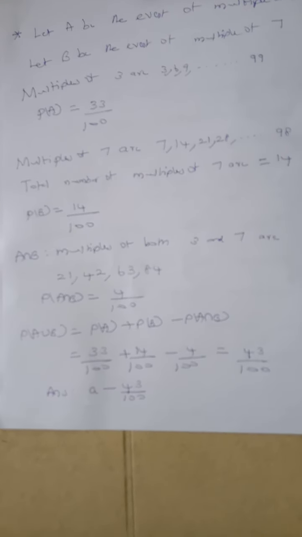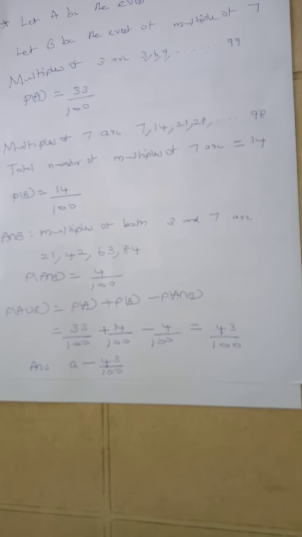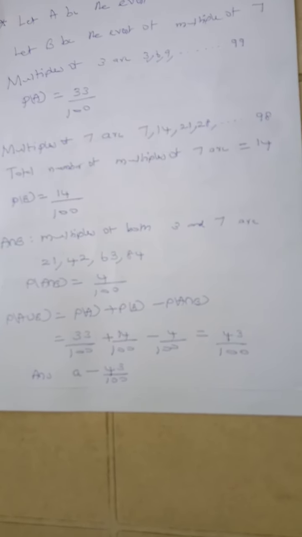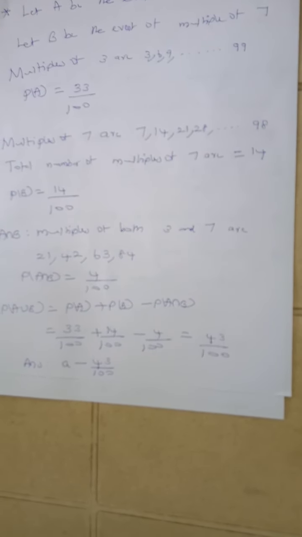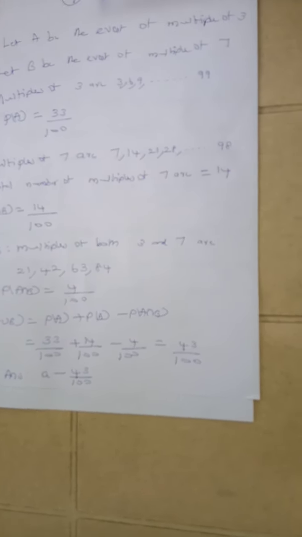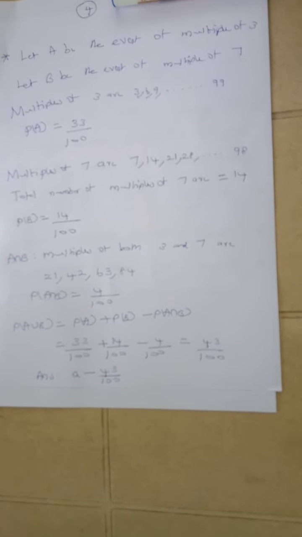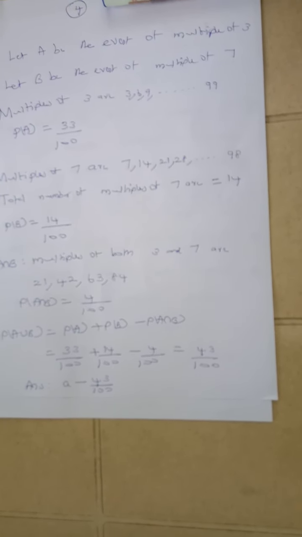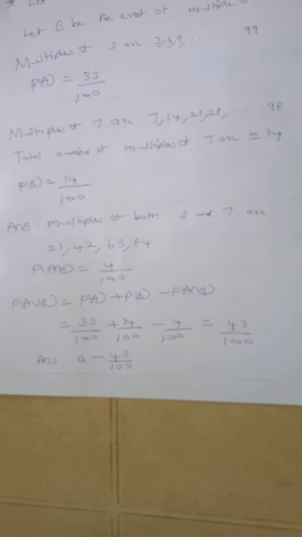We need to find the multiple of either 3 or 7. For that, to use the addition theorem of probability, we need to find probability of A intersection B, the multiples of both 3 and 7. So we take the common multiples of 3 and 7, which are 21, 42, 63, 84. So probability of A intersection B is equal to 4 by 100.